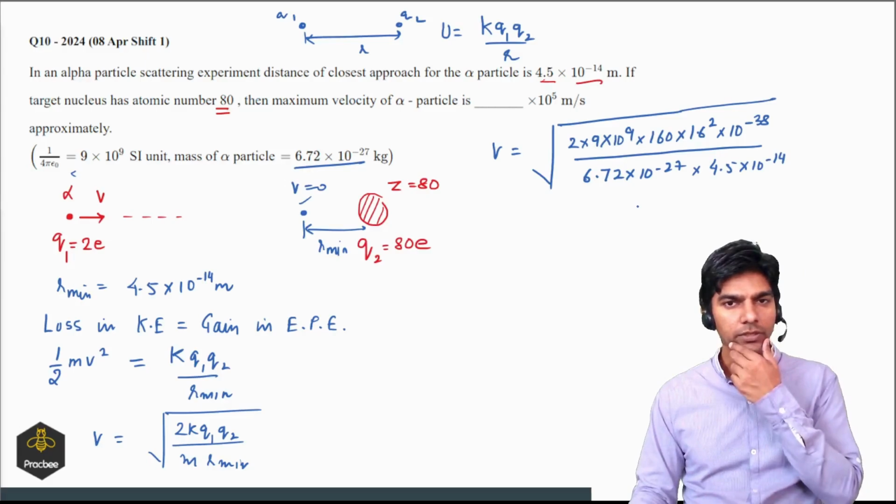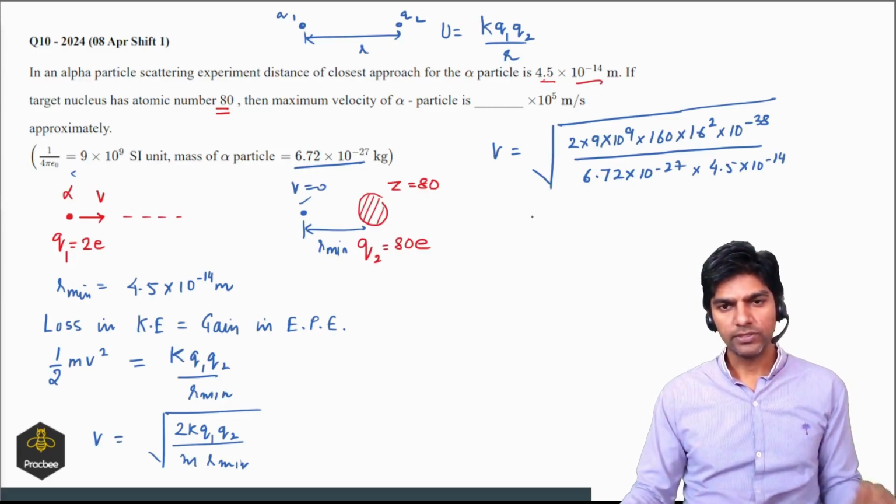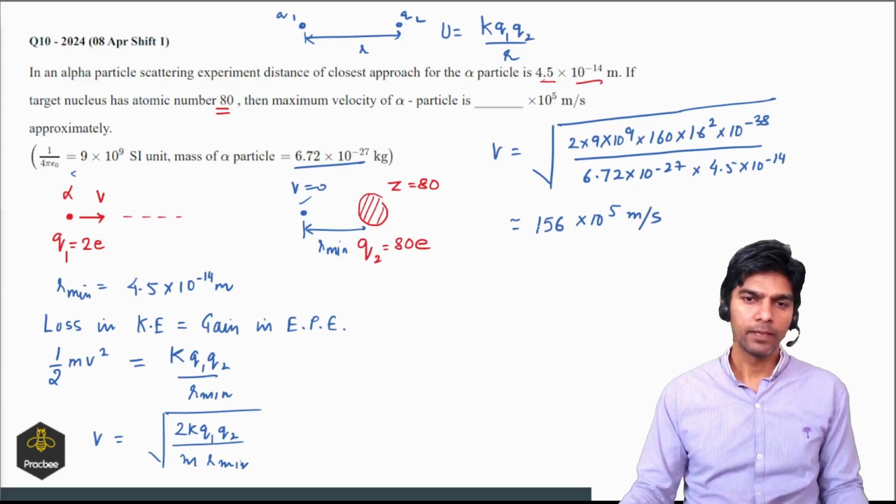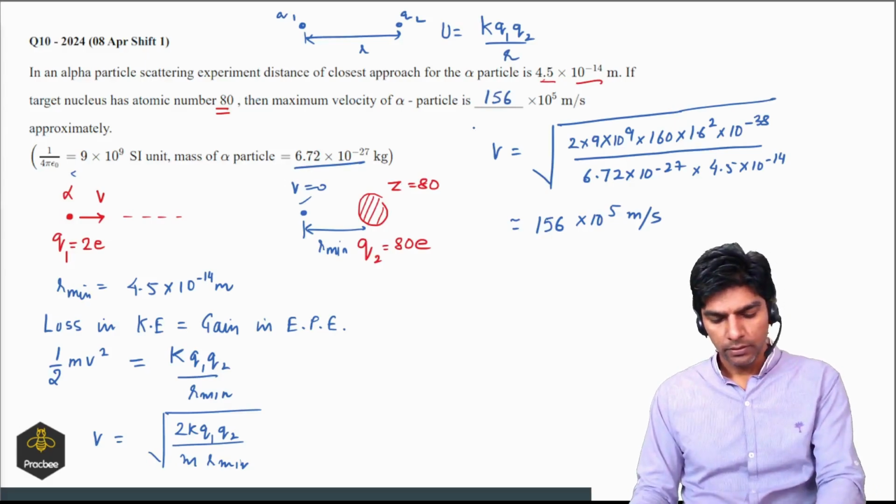So the calculation in this particular problem is tedious, but somehow if you are able to find the answer, it comes out to be close to 156 into 10 raised to power 5 meters per second, right? So if we have to fill in the blank, it comes out to be 156, right? Now let us see another problem.